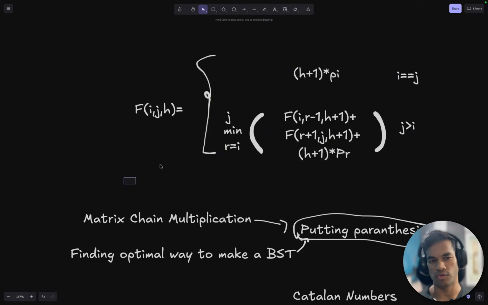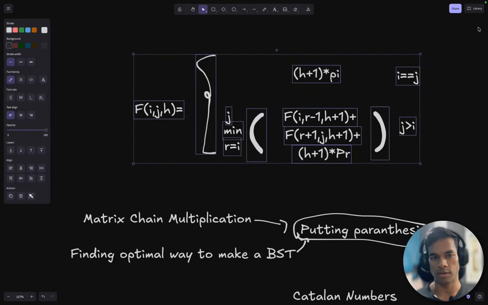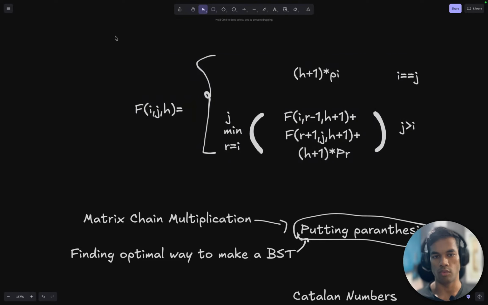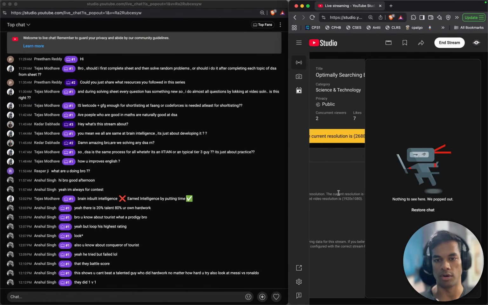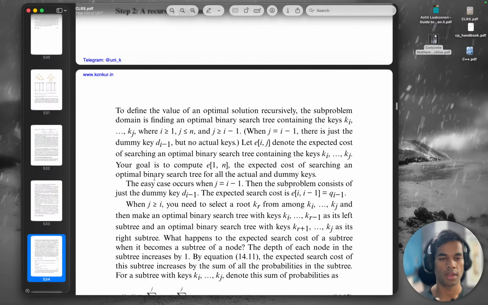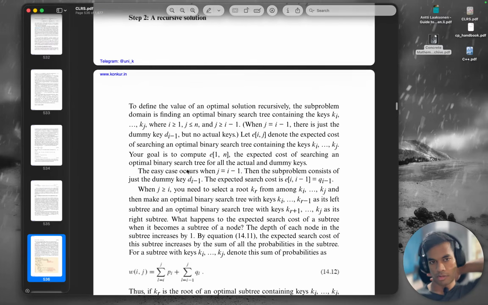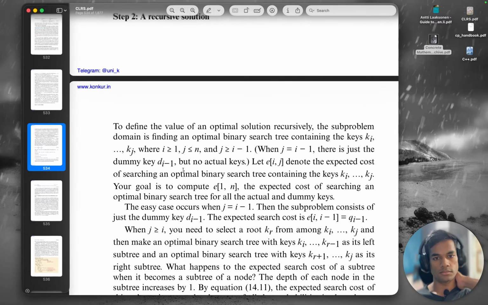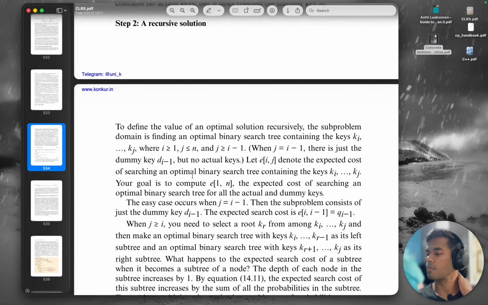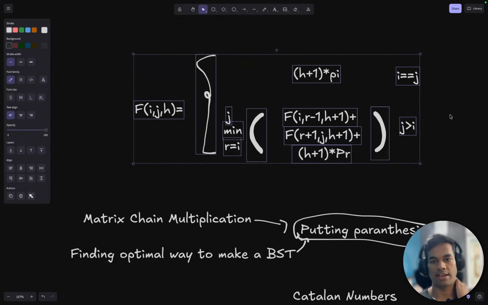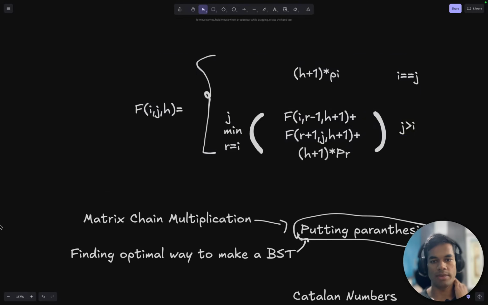But in our example, which we have written right here, we are not considering the dummy keys. We are just going low for now because my graphs and my trees are not pretty good. So we are going to work with this. Now, recursive solution. And this would be very similar to this form, except we do not have the dummy keys.